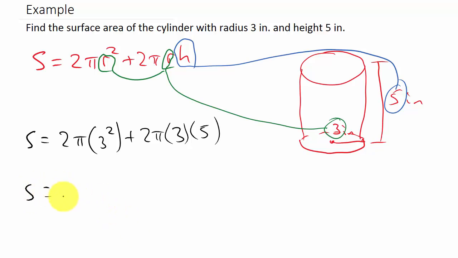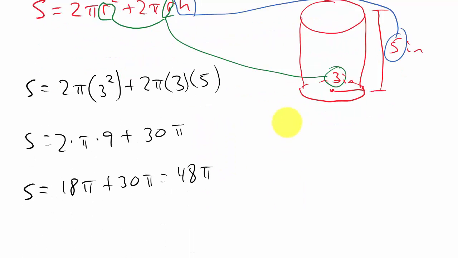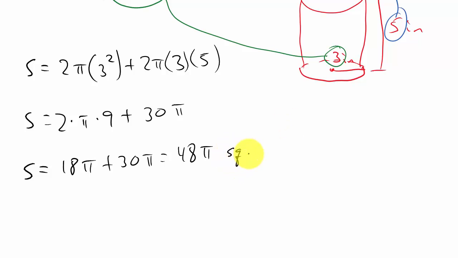And so the surface area would be 2 times pi times 9, plus, well, this is 15 times 2, that would be 30 pi. And so that would give us 18 pi plus 30 pi, which is 48 pi. Now we're dealing with surface area and we're in inches, so that would be square inches. Remember, volume would be cubic inches, but this is area, so it's square inches. Another way to write square inches would be inches squared.